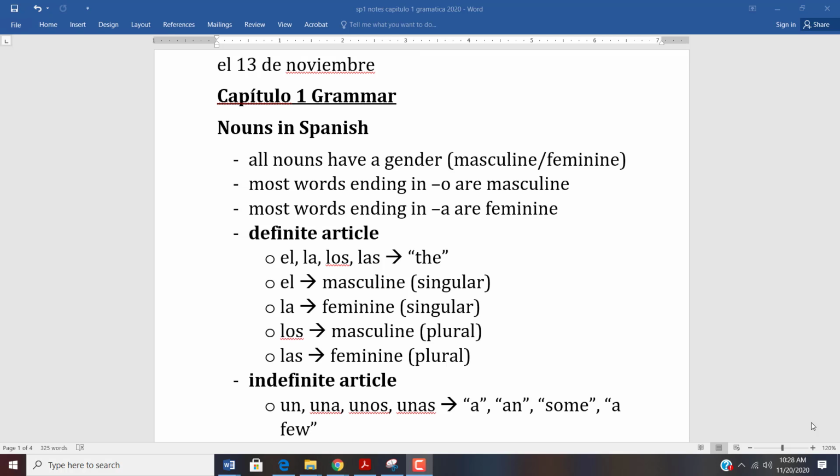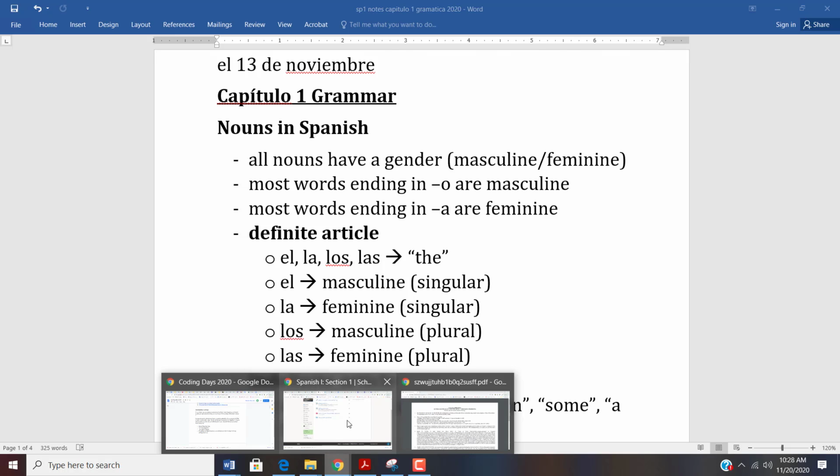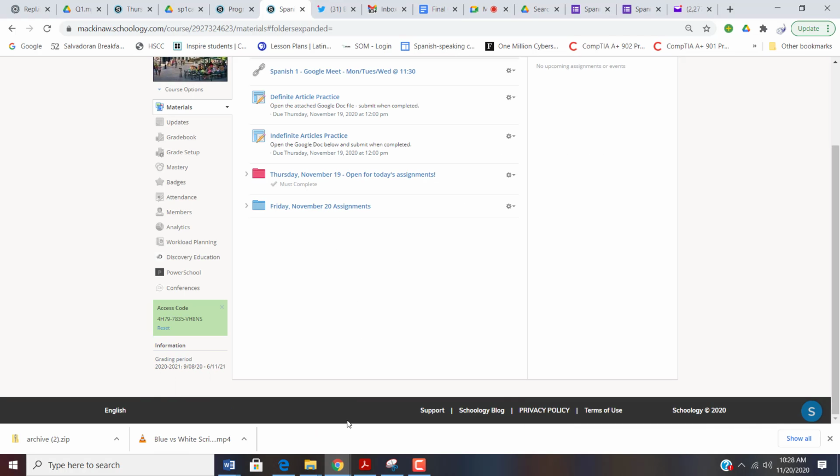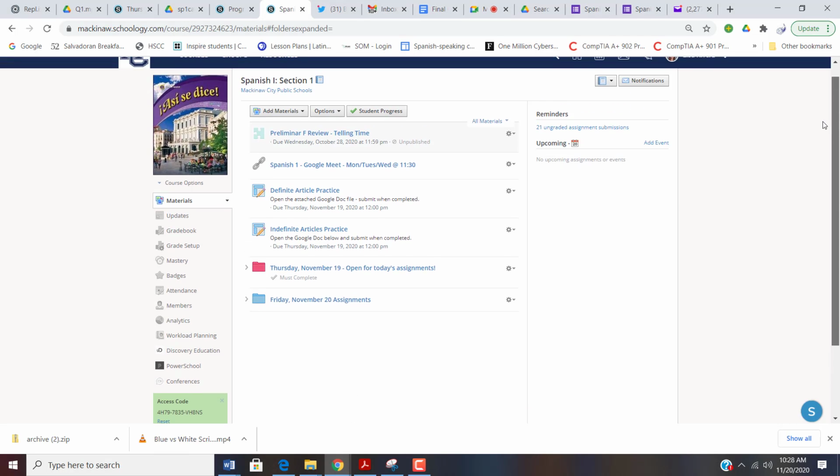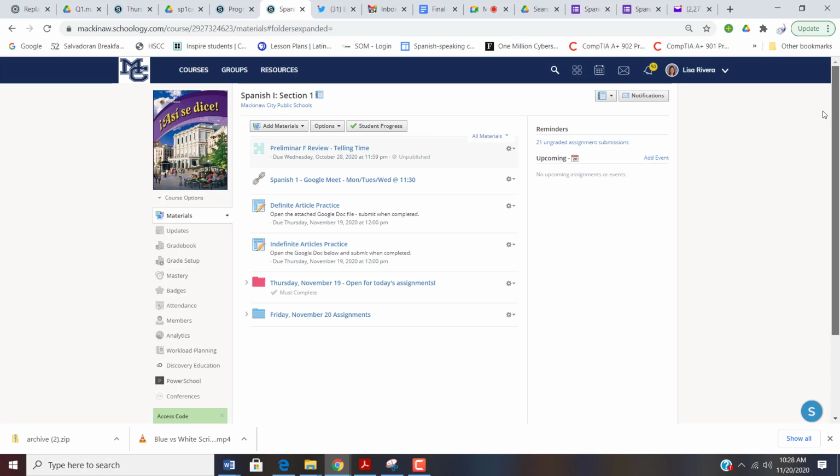this really quickly. So we're going to review today's assignments. We're also going to take a look at what you should have done yesterday because I know some of you had some issues with it. So first, let's talk about that. So yesterday's assignments, if you looked in a folder, Thursday, November 19th, open for today's assignments, okay? I know some of you had some issues with the video, so we're going to take a peek at that.